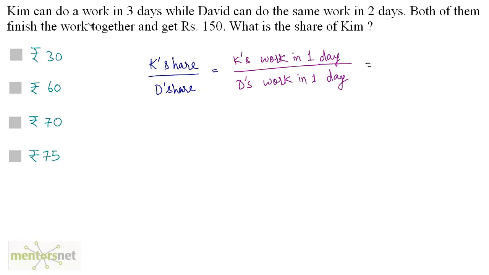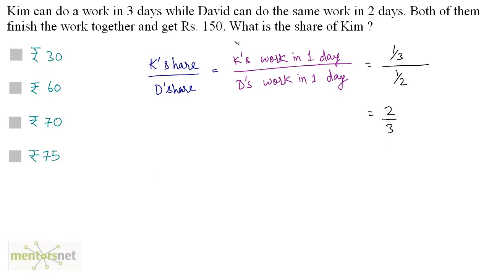So Kim can do the work in 3 days, so in 1 day Kim's work will be 1 by 3. And similarly in 1 day David's work will be 1 by 2. So the ratio of Kim's share and David's share is 2 by 3.